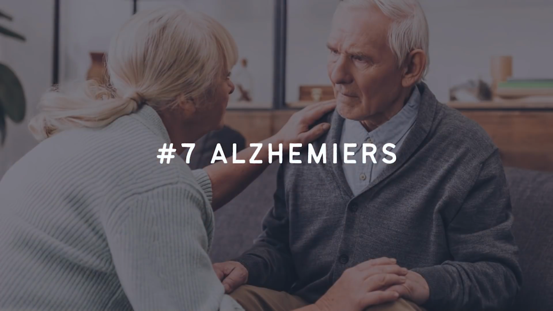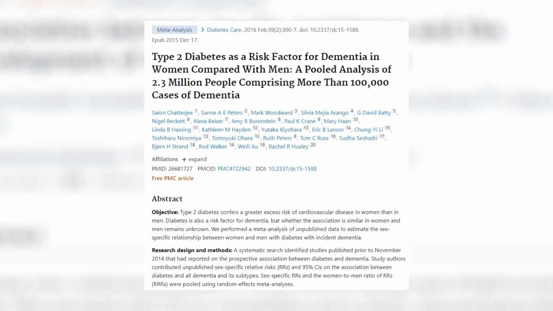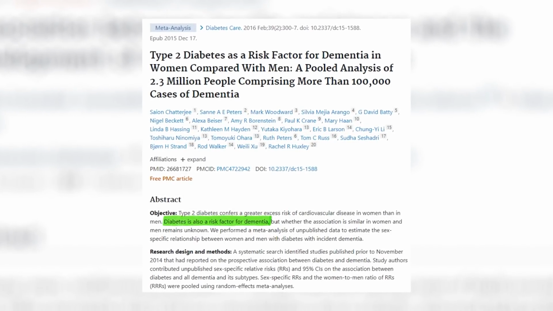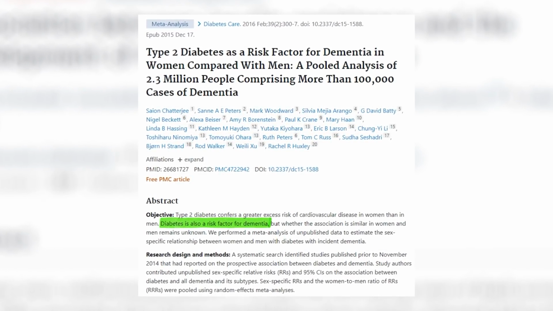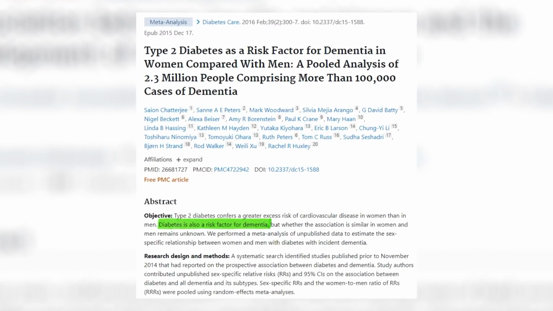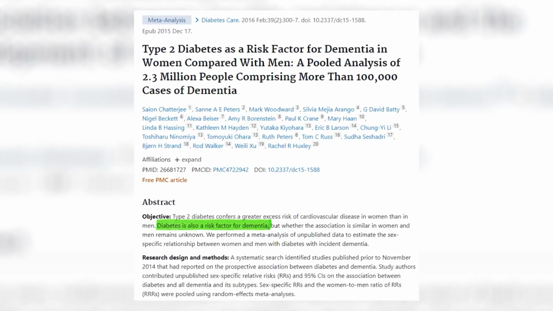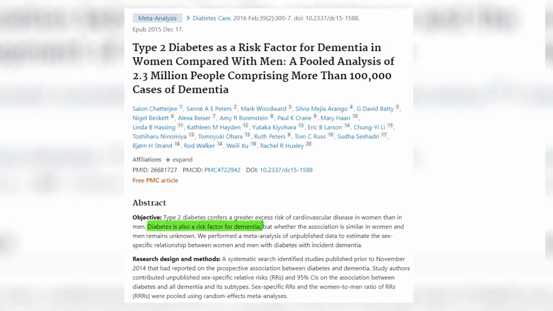Number 7, Alzheimer's disease. Alzheimer's disease is sometimes referred to as type 3 diabetes, and that alone should signify the connection. It is called this because insulin dysregulation in the brain is thought to cause dementia. A large meta-analysis found that those with type 2 diabetes were 60% more likely to develop dementia than those without it. And those are 7 diseases and conditions that are caused by insulin resistance.